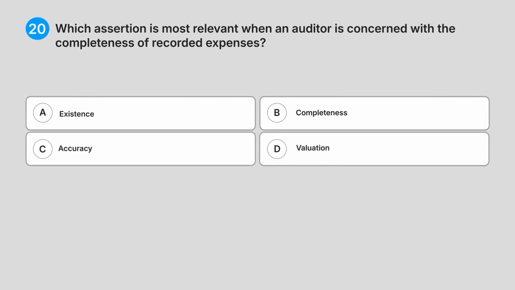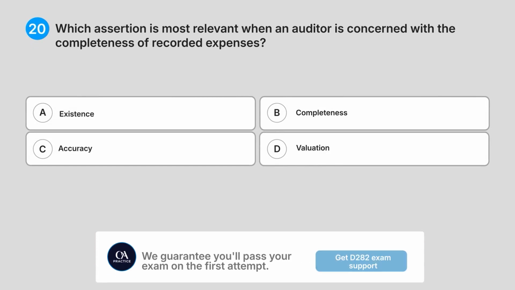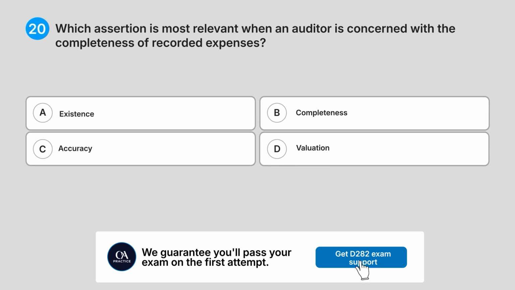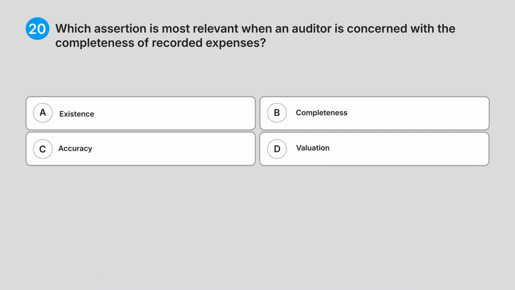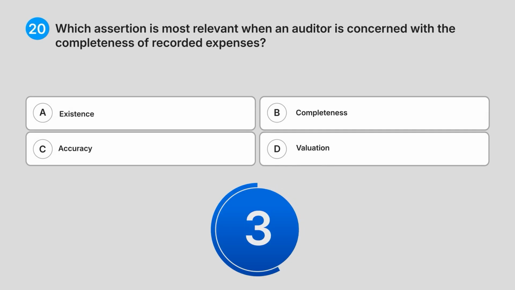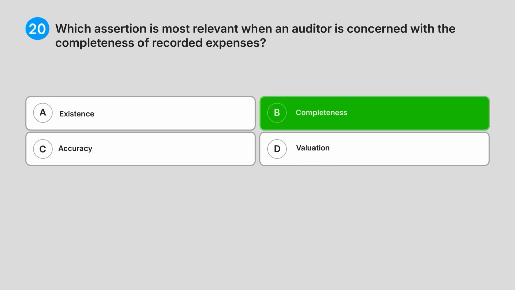20. Which assertion is most relevant when an auditor is concerned with the completeness of recorded expenses? A. Existence. B. Completeness. C. Accuracy. D. Valuation. Can you guess the answer? Correct answer, B. Completeness.